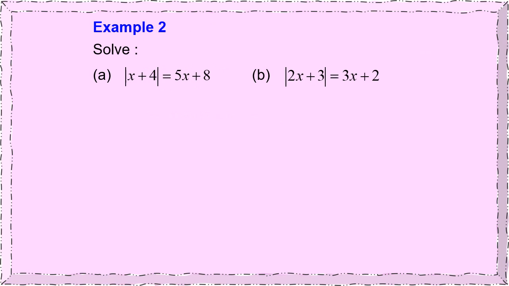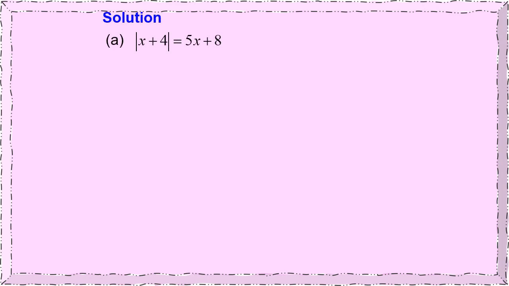So let's do example 2. Solve a, absolute x plus 4 equal to 5x plus 8. And b, absolute 2x plus 3 equal to 3x plus 2. So for a, absolute x plus 4 equal to 5x plus 8.